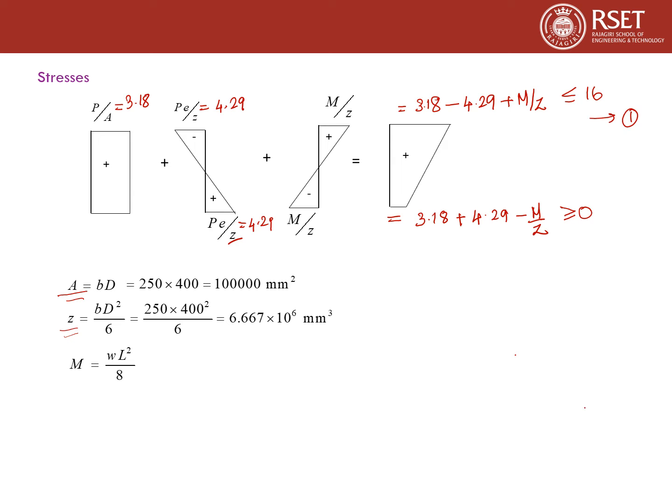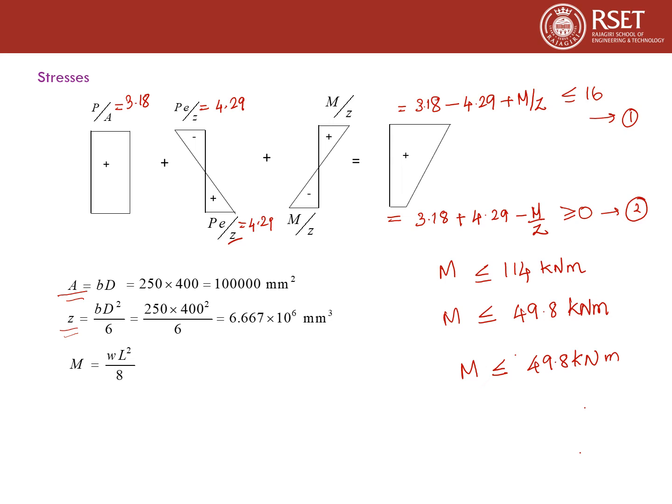Now using the first condition, you will get an M should be less than or equal to 104 kilonewton meters, and from the second condition, we get an M of less than or equal to 49.8 kilonewton meters. So from these two conditions, we get that the safe bending moment should be less than or equal to 49.8 kilonewton meters, because here 104 is greater than 49.8. So the net safe bending moment will be 49.8 kilonewton meters.